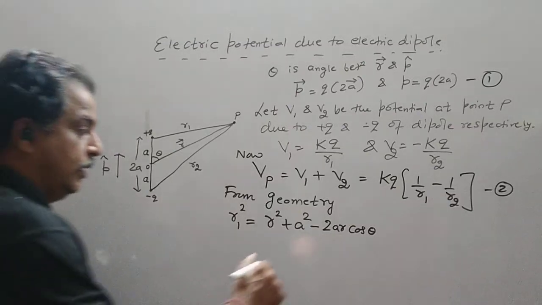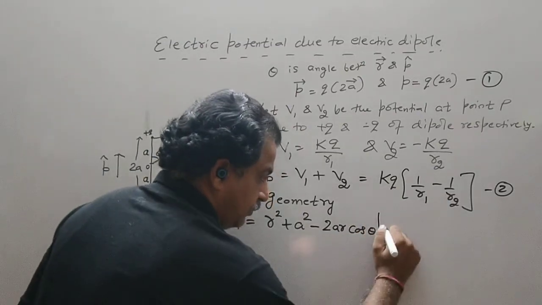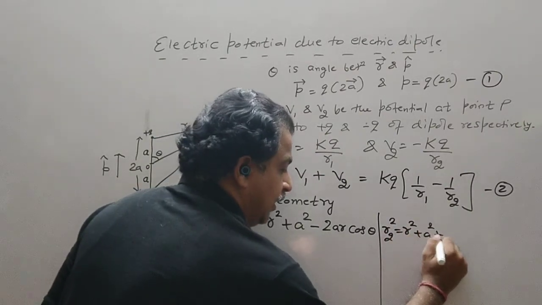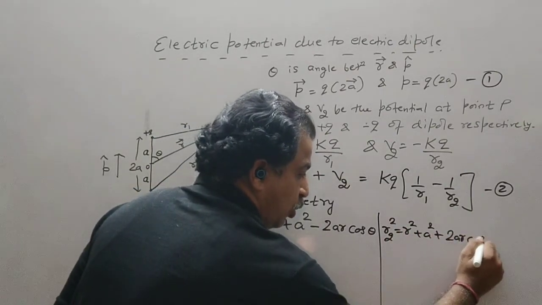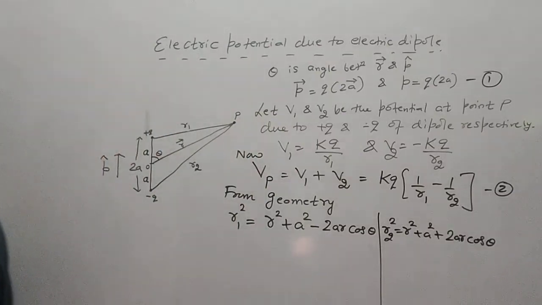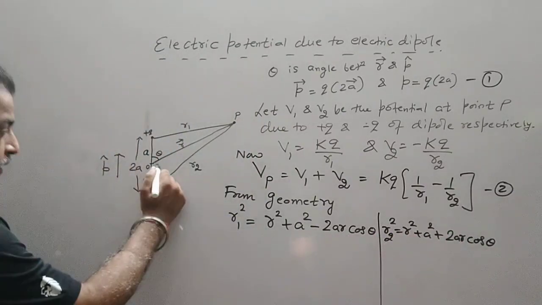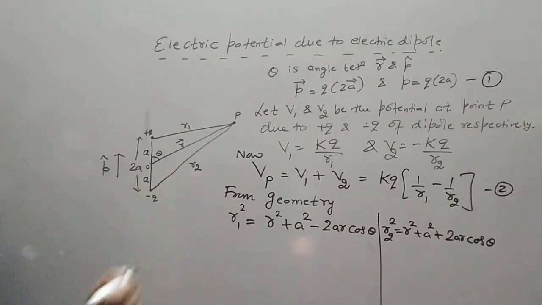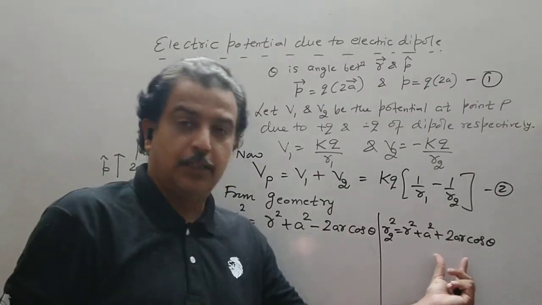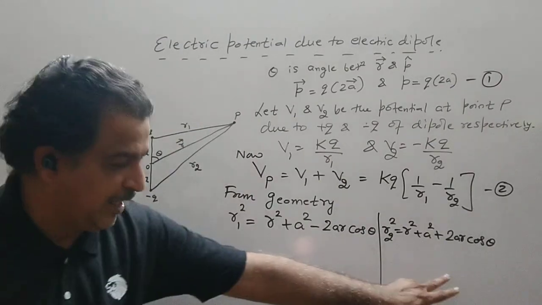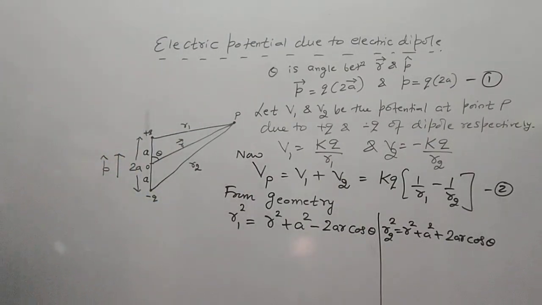Similarly, R2 square is equal to R square plus A square plus 2AR cos theta. Actually here it is cos theta, here it is cos of 180 minus theta. This angle is 180 minus theta. So it becomes minus cos theta, so it becomes plus. Now we will do this portion and similarly we can do this also.